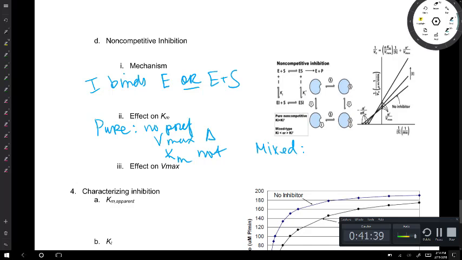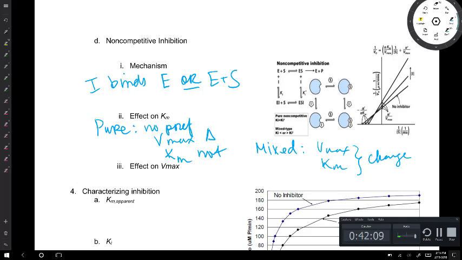In this case, one type of enzyme complex, so either ES or E, is favored over the other. And in this case, both Vmax and Km are going to change with the inhibitor. It just depends on which enzyme complex is preferred. So the inhibitor could bind to one or the other, but it binds more strongly to one than the other.